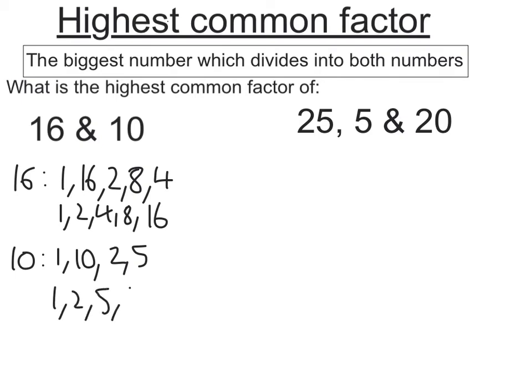So let's have a look. What's common to both? Well, they both have 1 and they both have 2 and no more. And as 2 is the biggest number, 2 must be the highest common factor. Obviously, we can find the highest common factor of 3 numbers.